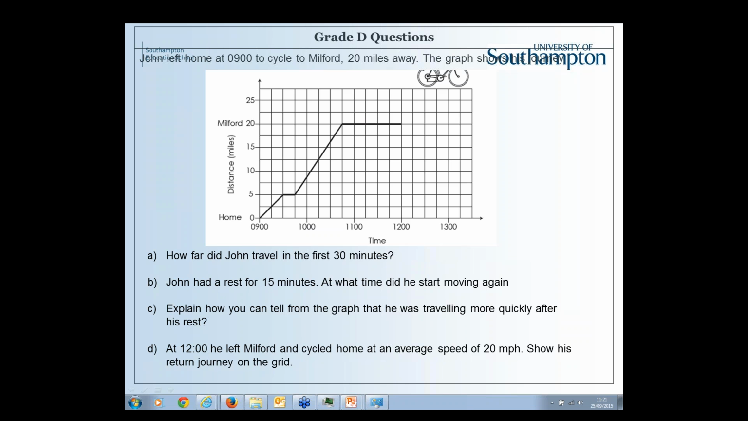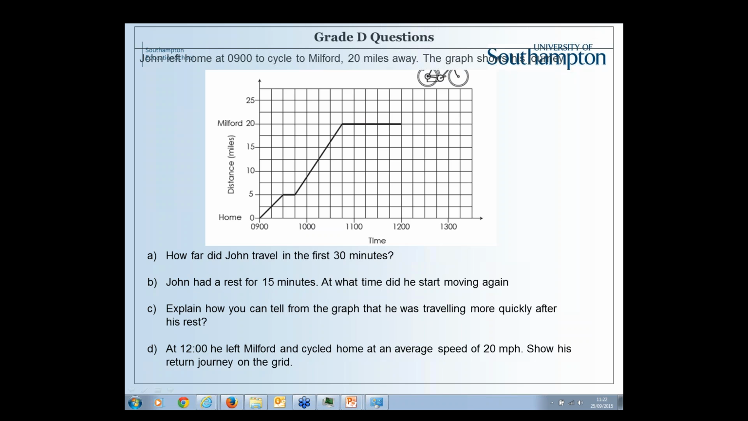So how far did John travel in the first 30 minutes? 5 miles. And what time did he start moving again? 09:45. And how can you tell that he was travelling more quickly? If you look at the gradient in the graph from 0900 to 0930, it's quite smooth. Then from 0945 up until 1045, it's a lot steeper. So if you work out the gradient, you can show it mathematically. Absolutely. And what time does he get home? 1300 hours. Yeah, thank you.